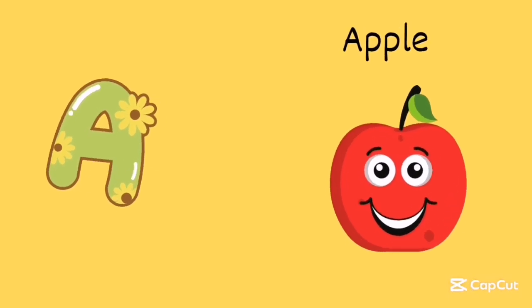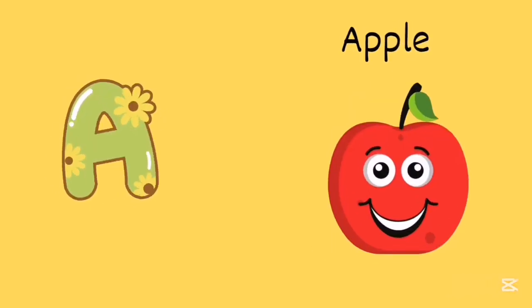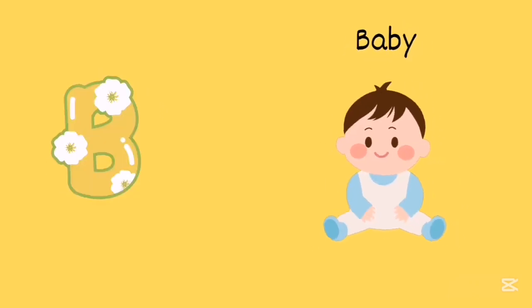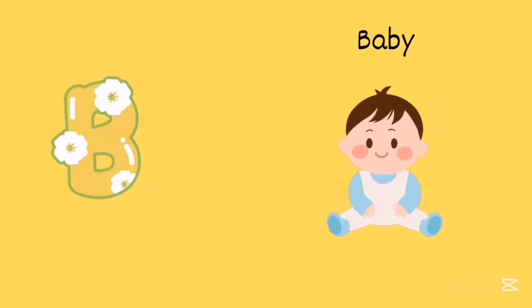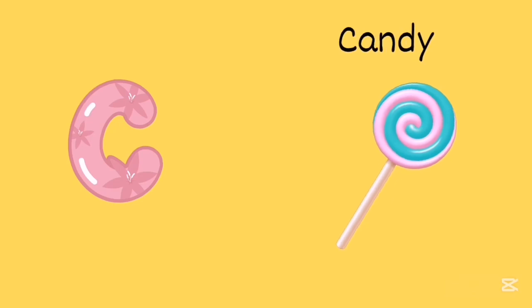A is for apple. Apple. A, apple. B is for baby. Baby. B, baby. C is for candy.